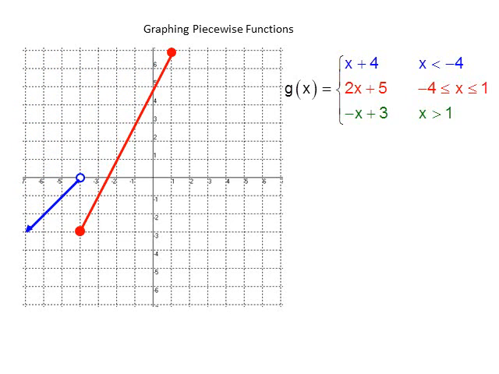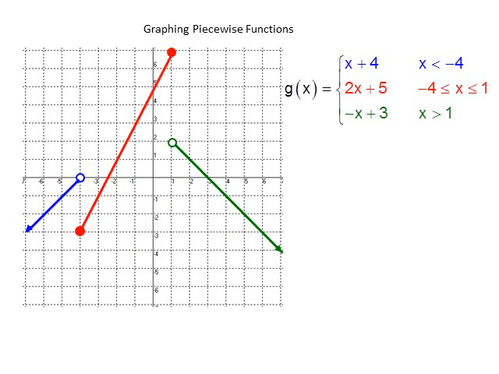Then go to negative x plus 3 when x is greater than 1. I choose numbers starting from 1, which of course is an open point, then 2, 3, and so on, like this.